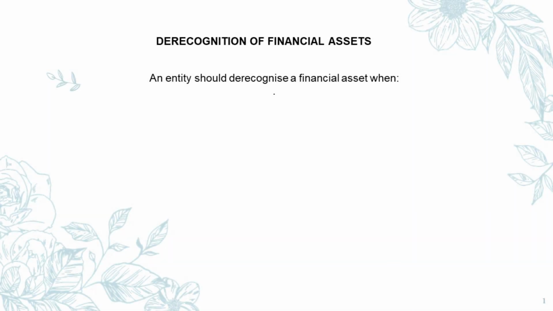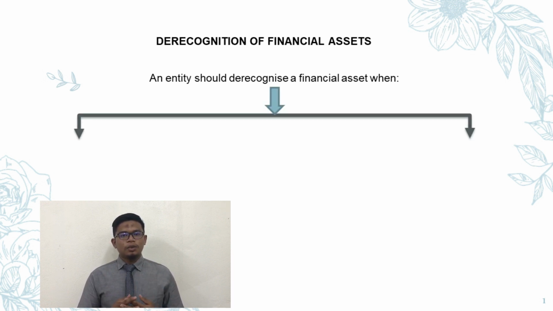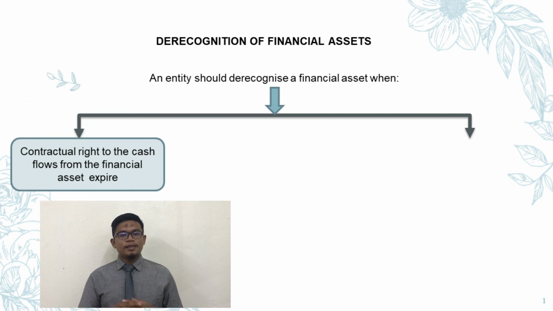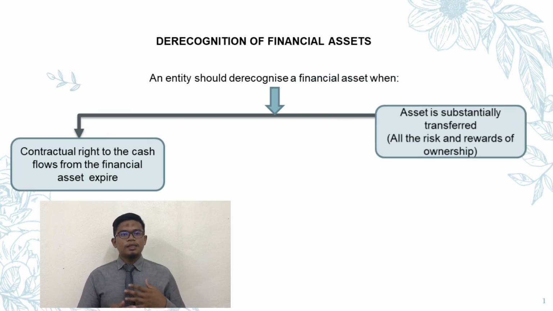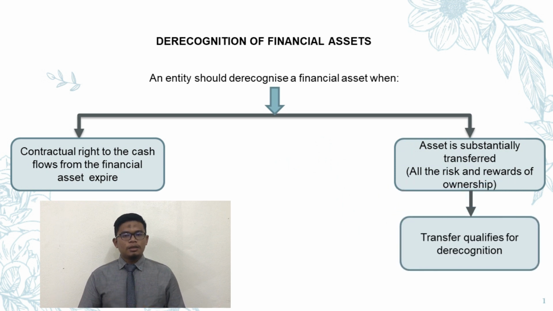Okay, Mr. Zulhilmi, can you share with the audience what the recognition of the financial asset is and when we have to recognize the financial asset? Okay, thank you Zack. Now I will explain about the recognition of the financial asset. The entity should recognize a financial asset when the contractual right to the cash flow of the financial asset has expired, or number 2, the asset is substantially transferred, including all risk and reward of the ownership, and the transfer qualifies for the recognition. Next, I will explain to you step by step how we recognize the financial asset.